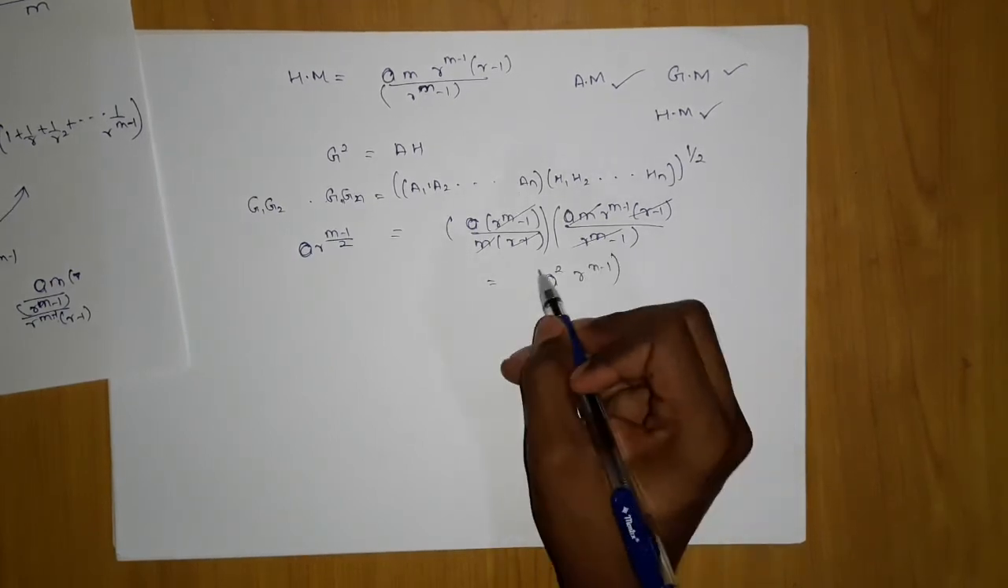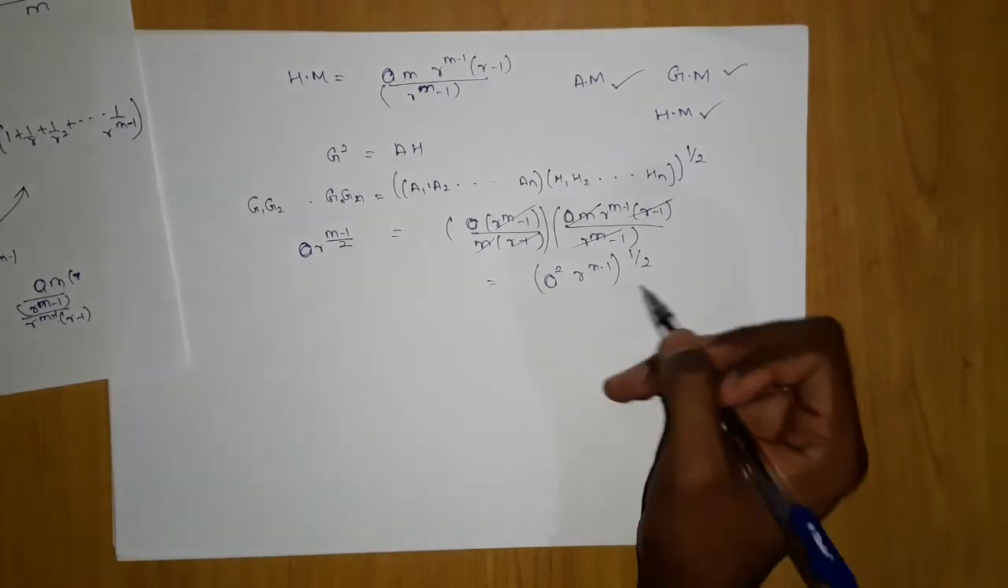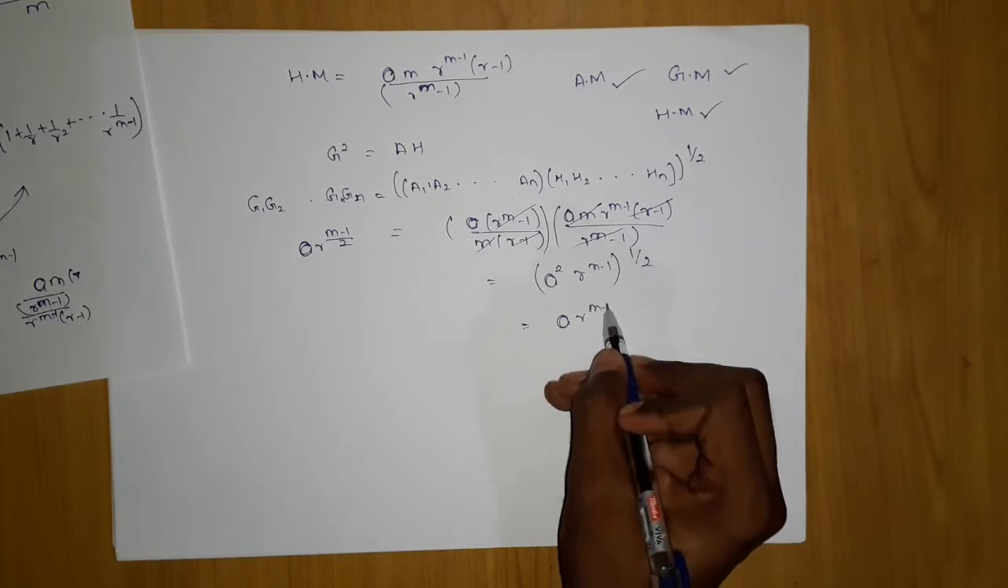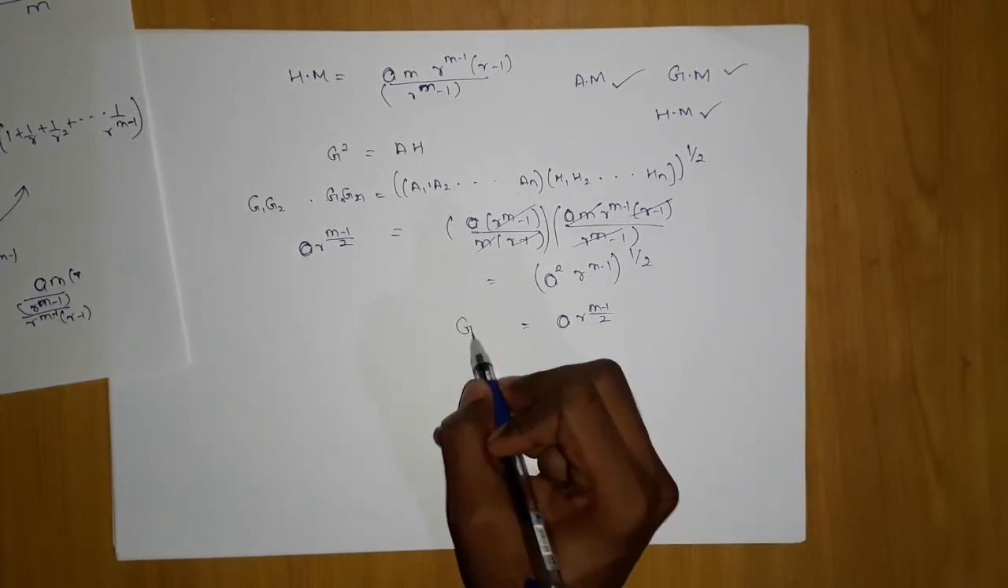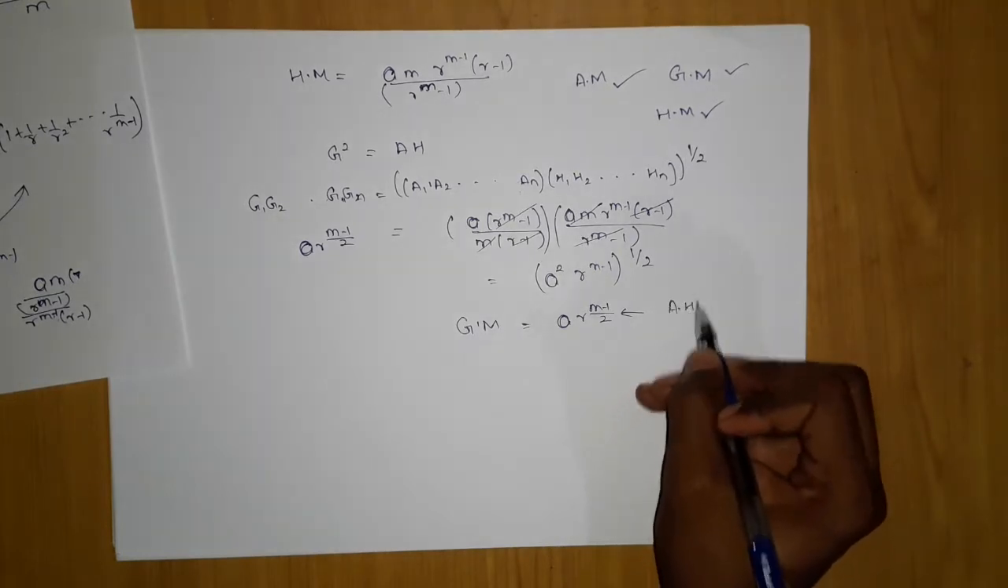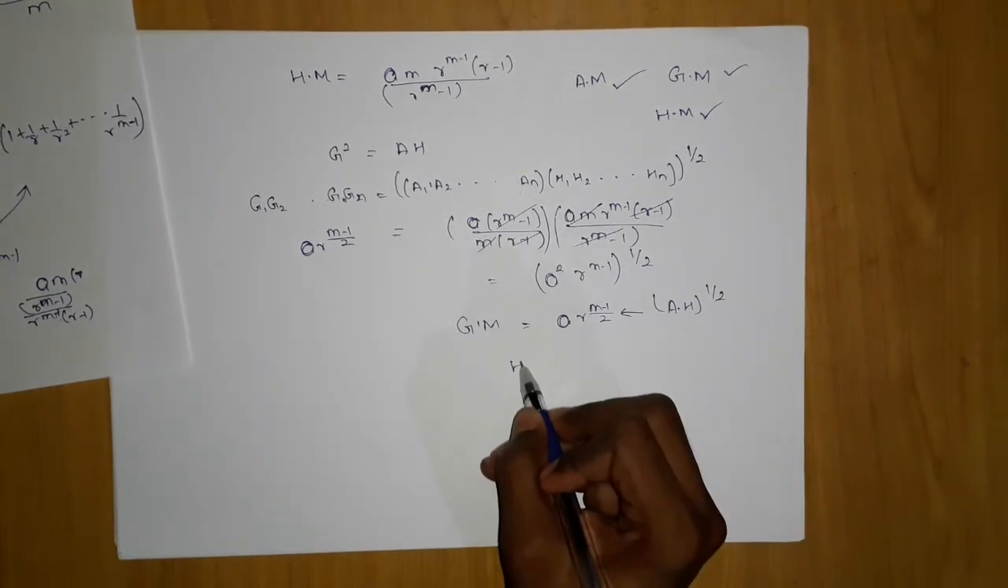Okay, and here since there is 1 by 2 power, so when we move this power to this, we will get a r power m minus 1 by 2, which proves that this is gm and this is equal to a dot h power 1 by 2, hence proved.